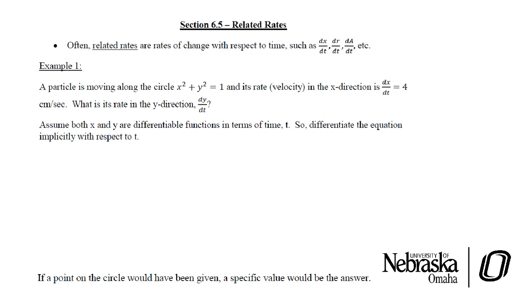So our first example says a particle is moving along the circle x squared plus y squared equals 1, and its rate or velocity in the x direction is dx/dt equals 4 centimeters per second. What is the rate in the y direction, dy/dt? Assume both x and y are differentiable functions in terms of t, so differentiate the equation implicitly, like we did in last week's work, with respect to t. So we're differentiating two different variables, x and y, with respect to t.